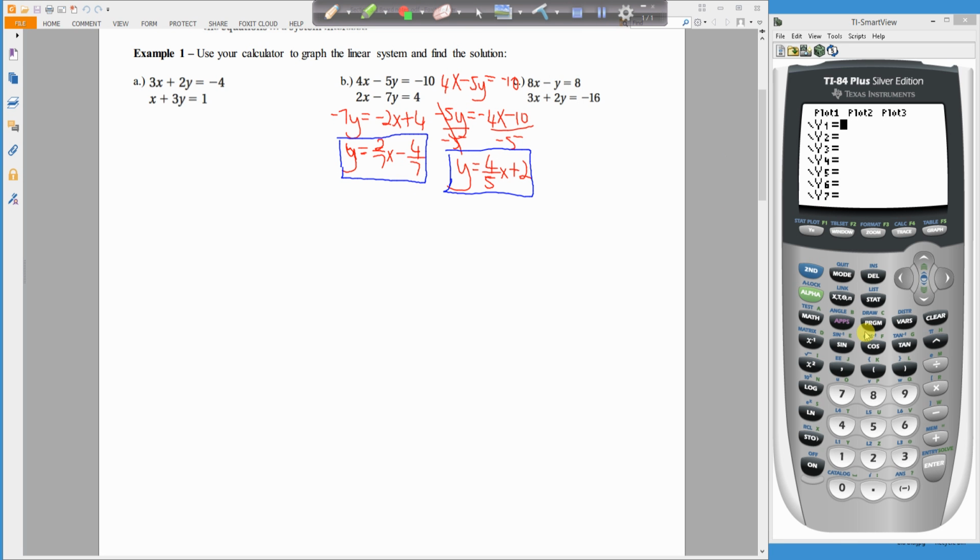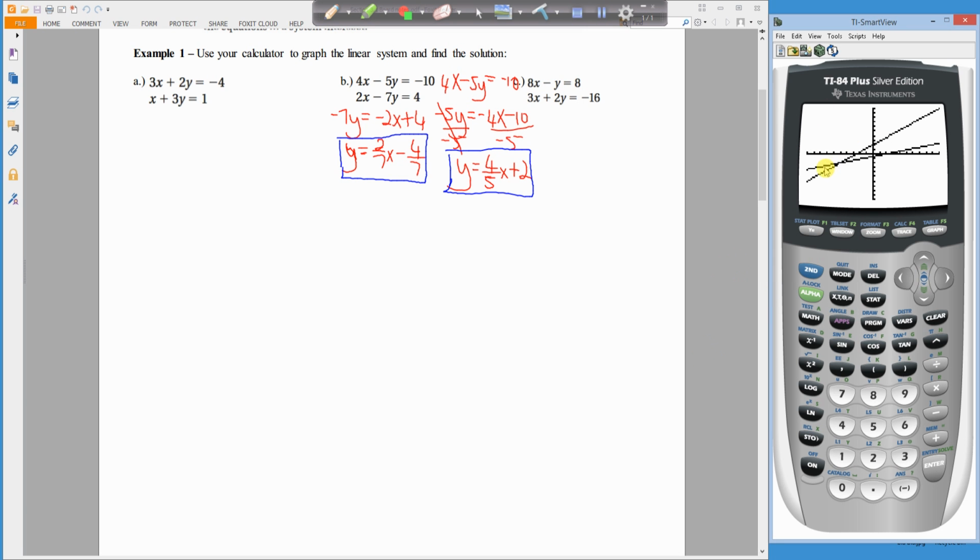So let's enter this in the calculator. So again, use parentheses, 2 over 7 times x minus 4 over 7. I just like to use parentheses to be safe, okay? And then this one, same idea, parentheses, 4 over 5 x plus 2. All right, enter, graph that, see quickly where do they intersect.